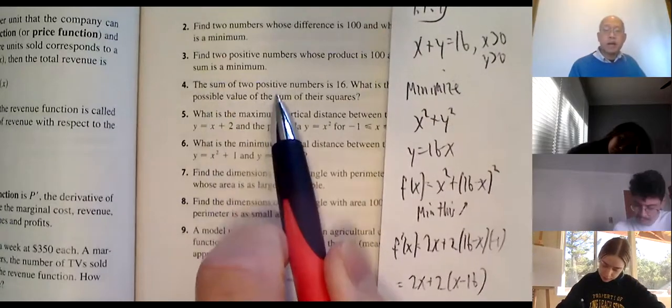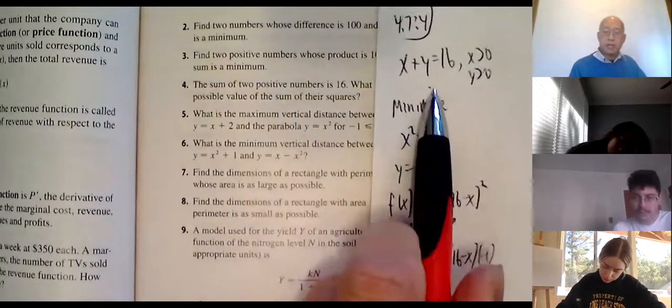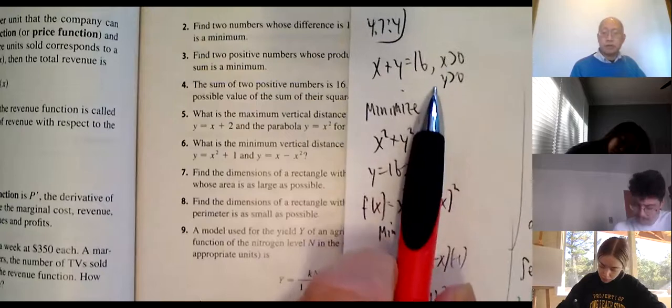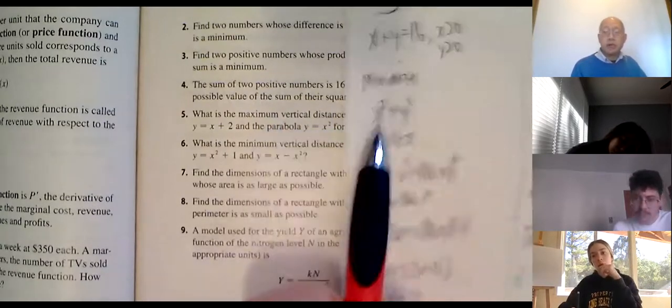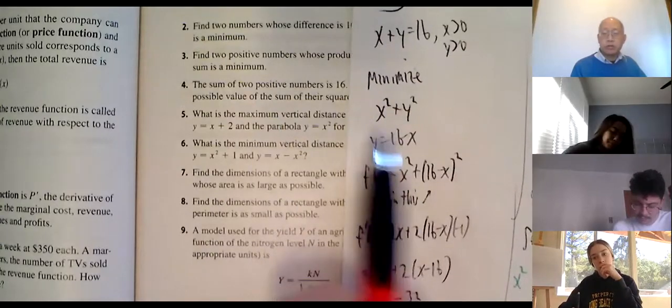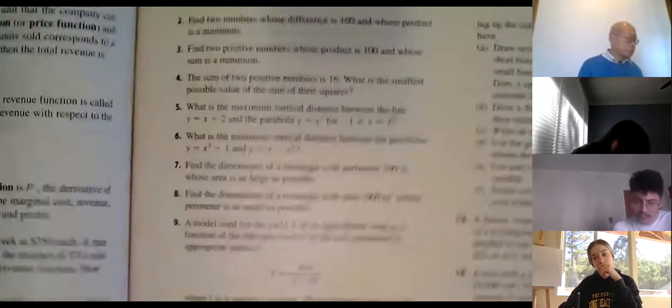Again, the sum of two positive numbers is 16. x plus y is 16, x is greater than 0, y is greater than 0. The sum of the squares means x squared plus y squared. You're trying to minimize that quantity.